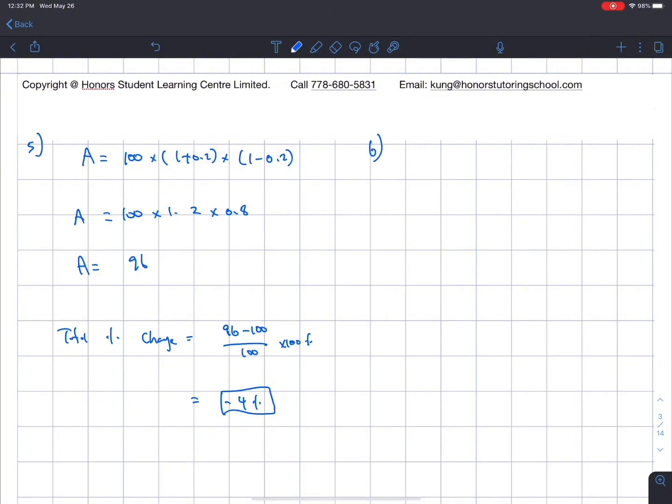Question 6. Determine the percentage increase or decrease on a 20% decrease, then a 20% increase. So it should be the same, right? The order does not really matter. So we first have a decrease of 20% and then an increase of 20%. Because when you're timesing, the order does not really matter, so it should be the same as question 5. We will have a decrease of 4%.